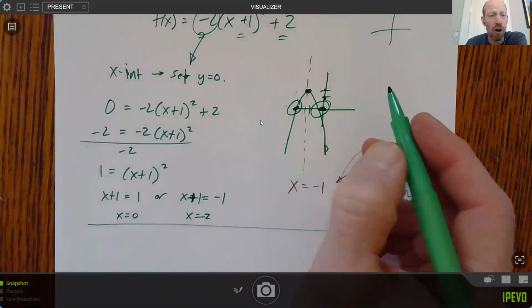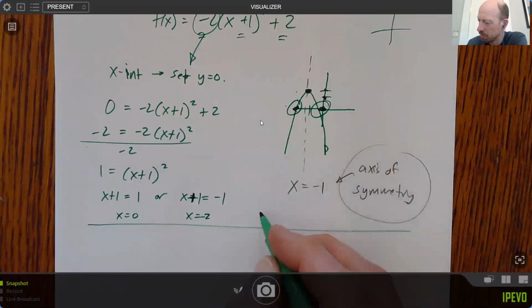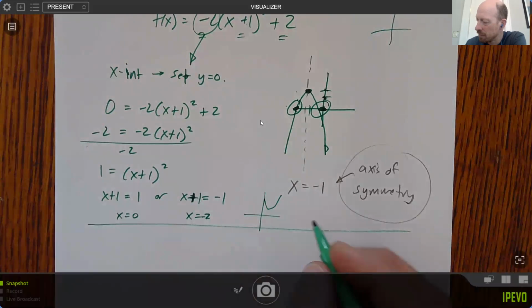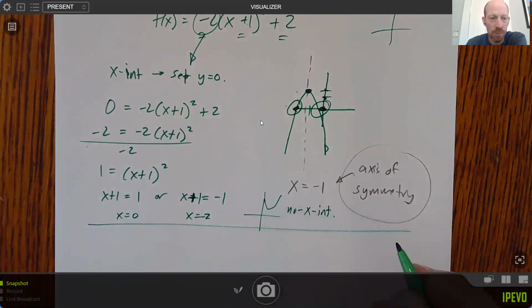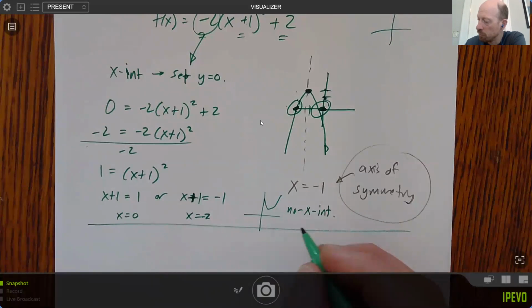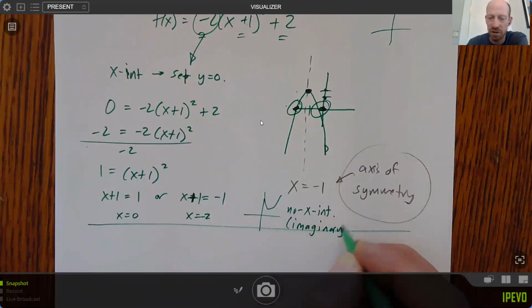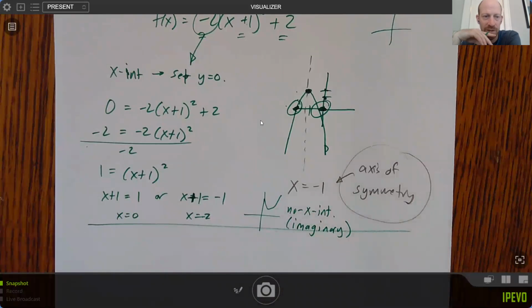Notice there's not always an x-intercept, right? If my graph looks like that, there's going to be no x-intercept. If you try and solve for the x-intercepts, you're going to get imaginary values in that situation. Does that answer the question? That one?